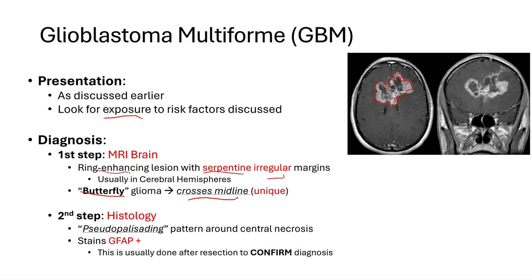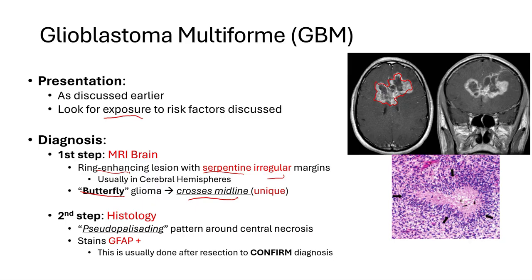The second step is going to be histology. And typically what we see here is a pseudopalisading pattern around central necrosis, as can be seen where these black arrows are pointed. That's your pseudopalisading pattern. Now, pseudopalisading occurs when tumor cells line up in a dense fence-like pattern around an area of central necrosis. This center portion here is going to be your necrotic area.